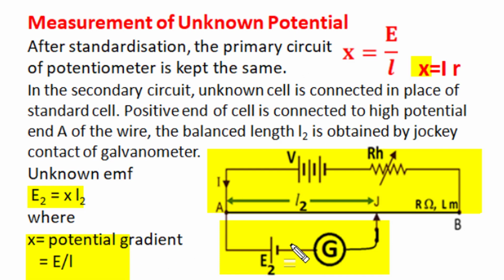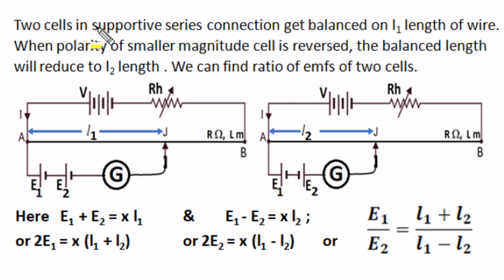And if there exists some internal resistance in this circuit, even in that condition, in this zero deflection balance measurement, we can measure the true value of this unknown EMF. We can compare the EMF of two cells without even standardization.